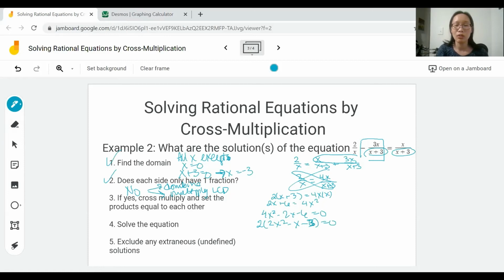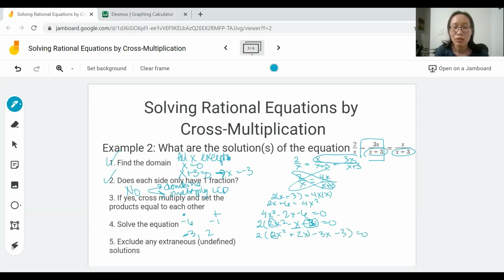I'm going to look for two numbers that multiply to 2 times negative 3, which is negative 6, and then add to my b term, which is negative 1. So I think that's going to be 3 and 2 with a negative in front of my 3. So that means this is going to be 2x squared plus 2x minus 3x minus 3. And if you need a refresher on factoring by grouping, you can check out my video.